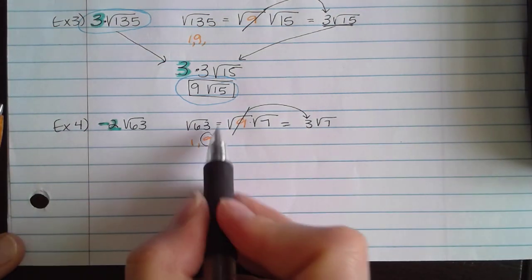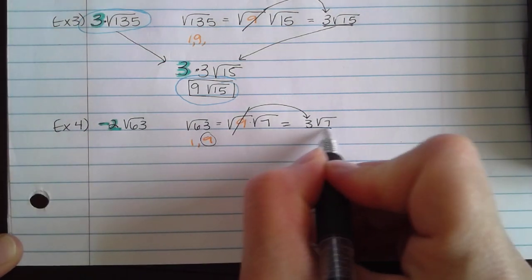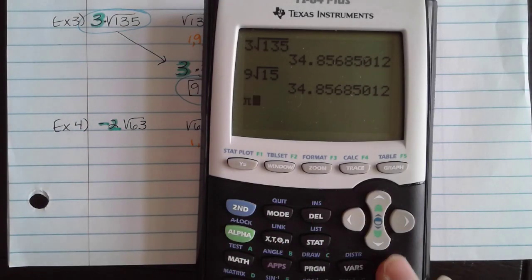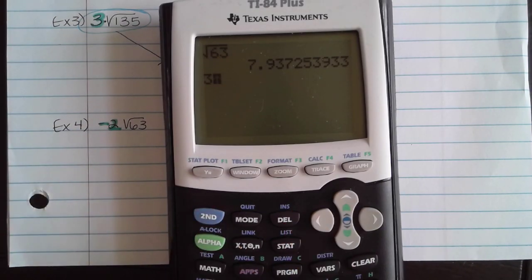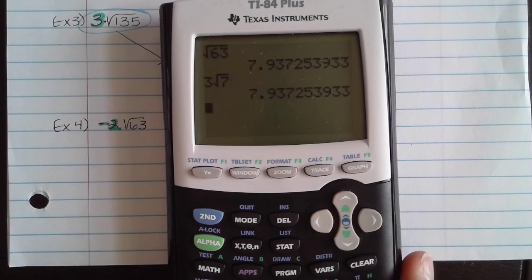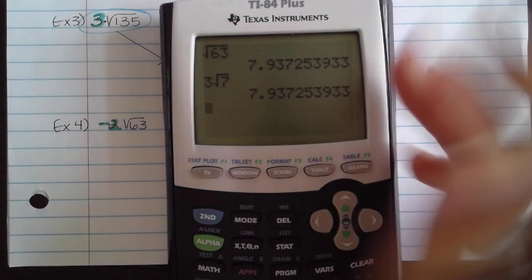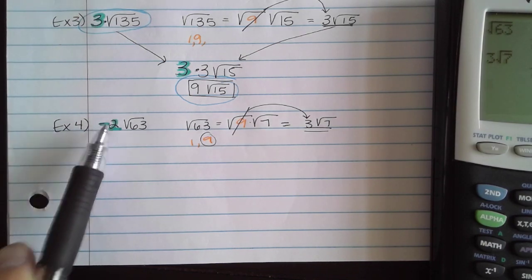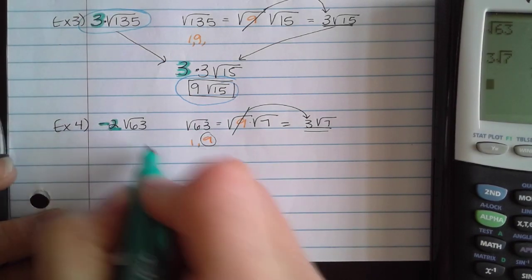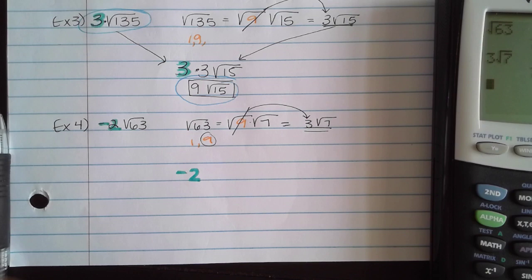Okay, so if I said, what's the square root of 63? You'd say it's 3 roots of 7. I'm going to show you that that's true. The square root of 63 is 3 roots of 7. They're the same. We're just simplifying it here. Now don't forget about that -2. So we bring down the -2.